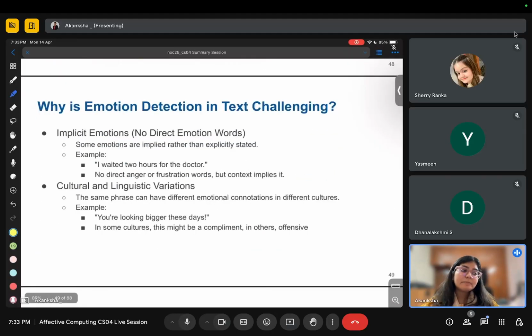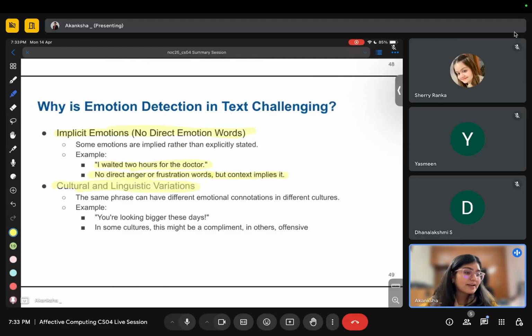And there can be implicit emotions, with no direct emotional words. So far we have used oh great, happy, sad, but let's say I waited for 2 hours for the doctor. That sounds neutral, there seems to be no emotion in it, but then we know that this is frustrating. Waiting for somebody for 2 hours is frustrating. So there are no direct anger or frustration words, but we know the context, so we can guess the emotion. So text is not very straightforward.